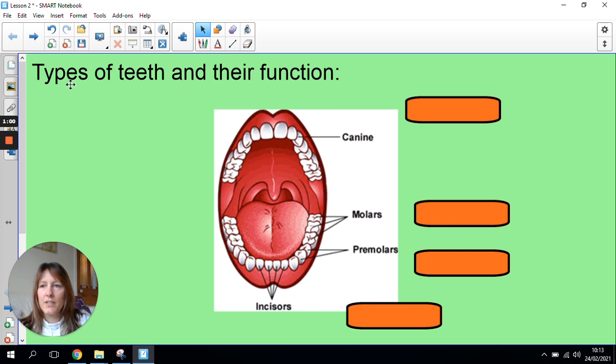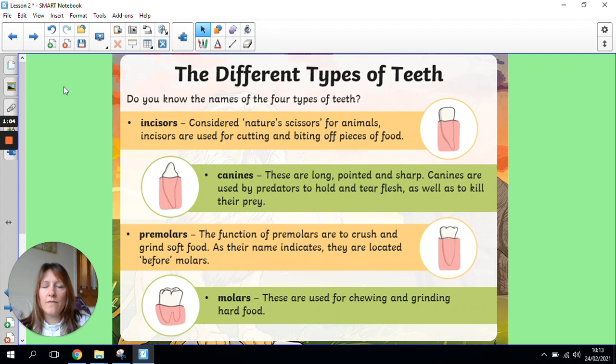Okay, so let's see if we can remember what their functions are. So incisors then, now that sounds like scissors, doesn't it? Incisors. So we can remember that they are like nature's scissors for animals. So incisors are for cutting and biting off pieces of food. So if we imagine we've got a sandwich, the first thing we would do is we would bite and cut that sandwich, we'd cut into it.